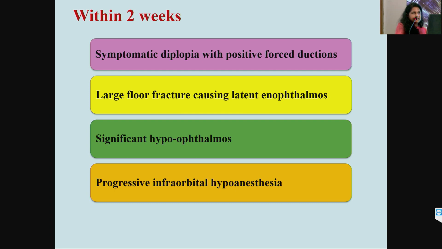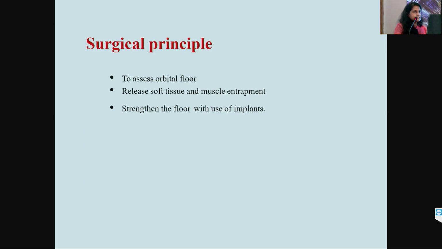Repair has to be done within 2 weeks in case of symptomatic diplopia with limitation of movement in either up gaze or down gaze within 30 degrees of the primary position, with positive force duction test and a positive radiological finding of floor fracture. And it should be done in cases of large floor fracture, that is involving more than half of the orbital floor, in case of significant enophthalmos more than 2 mm, and in a case of progressive infraorbital hypoanesthesia. Surgical principle: we have to assess the orbital floor, release all entrapped soft tissues and muscle, and strengthen the floor with the use of implants.